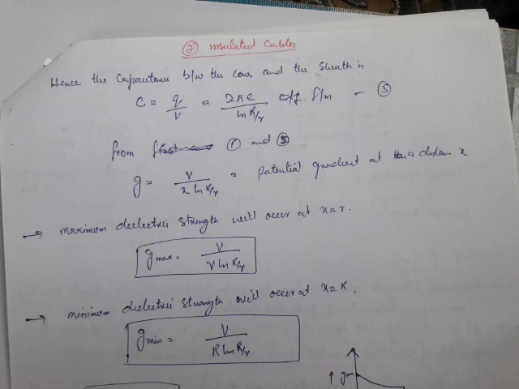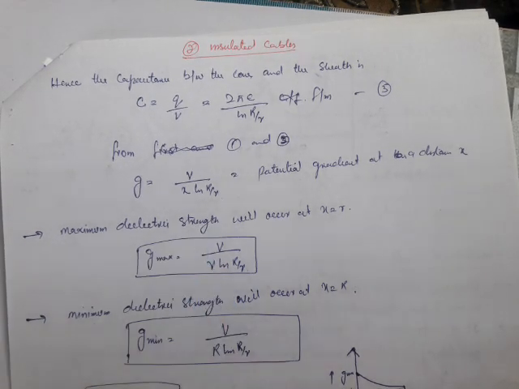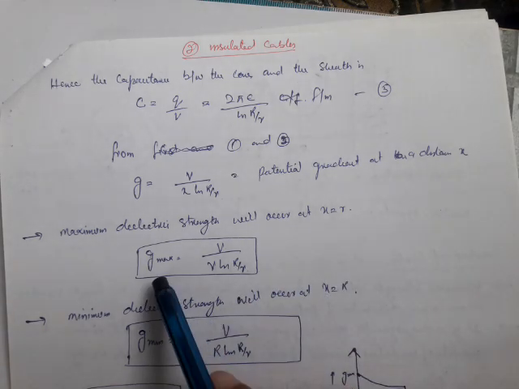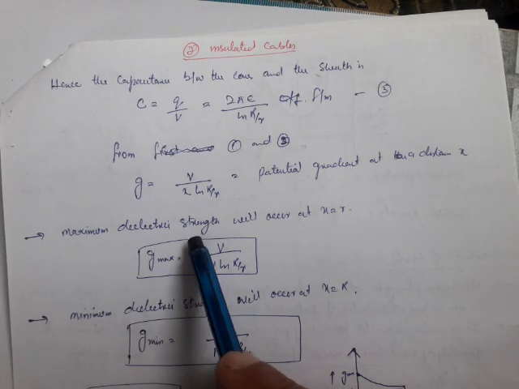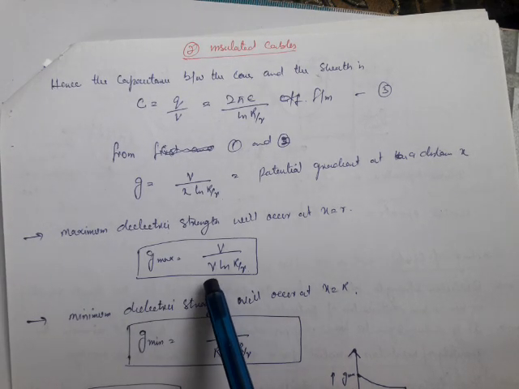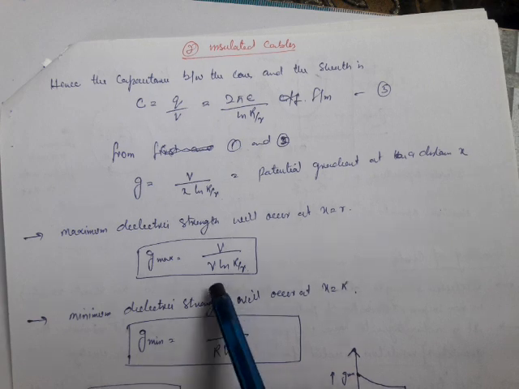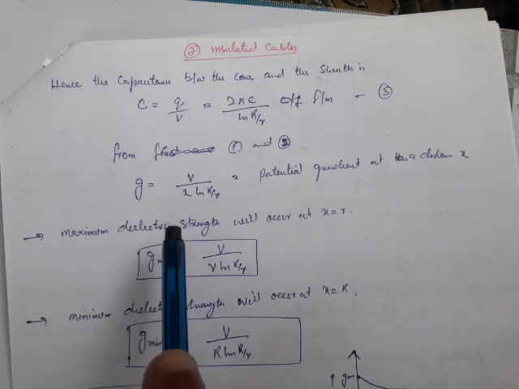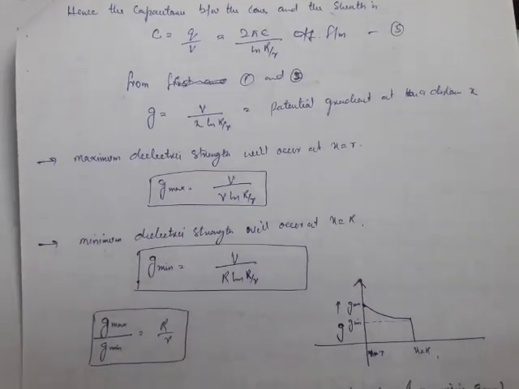Now we want to see what this potential gradient, sometimes also called dielectric strength at x, is. We want to see its change from the surface of the conductor up to the inner surface of the sheath. At the surface of the conductor x will be equal to r, so there the dielectric strength will be maximum because r will be definitely the minimum value of x. So dielectric strength or potential gradient will be maximum at the surface of the conductor.